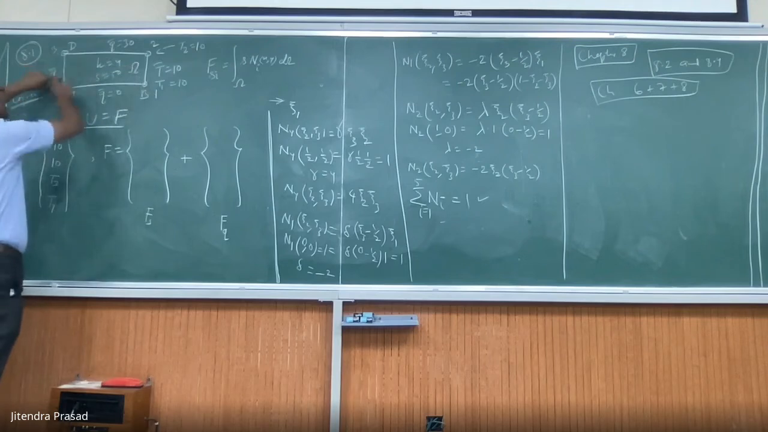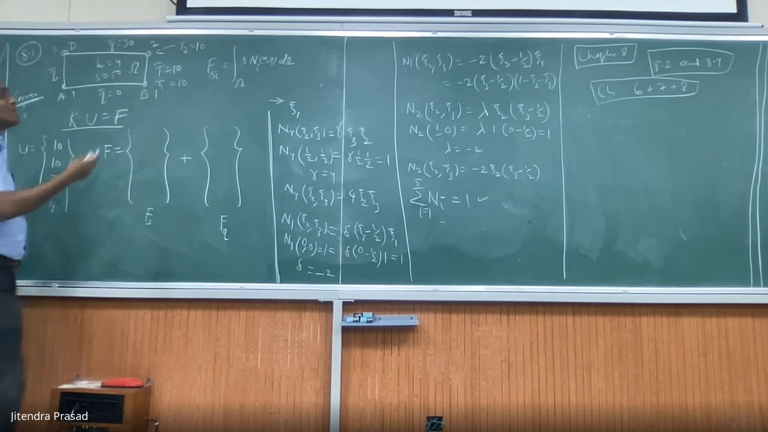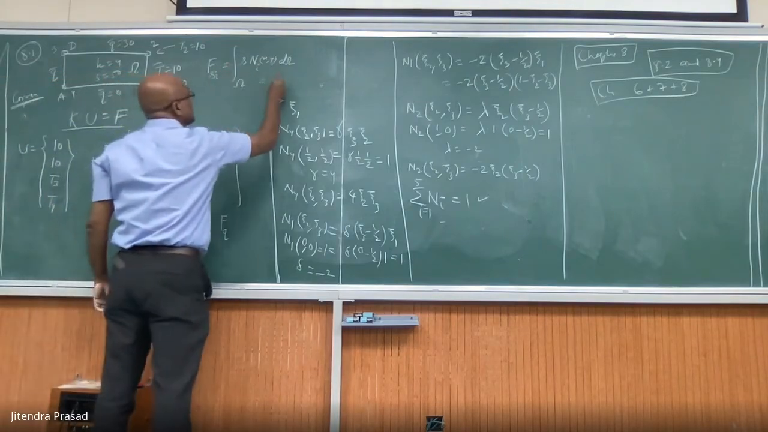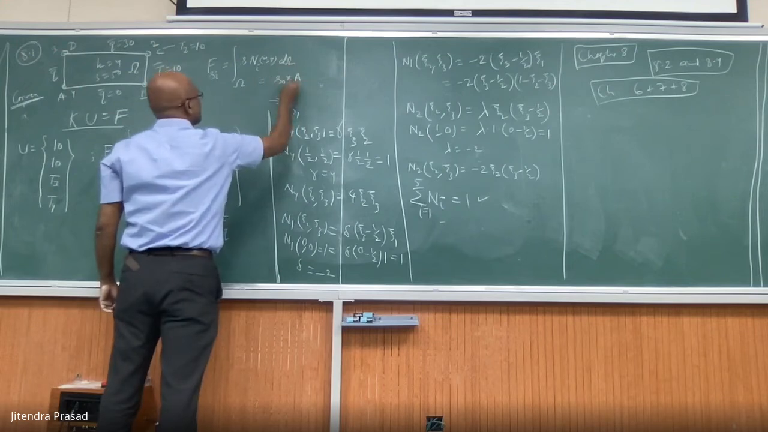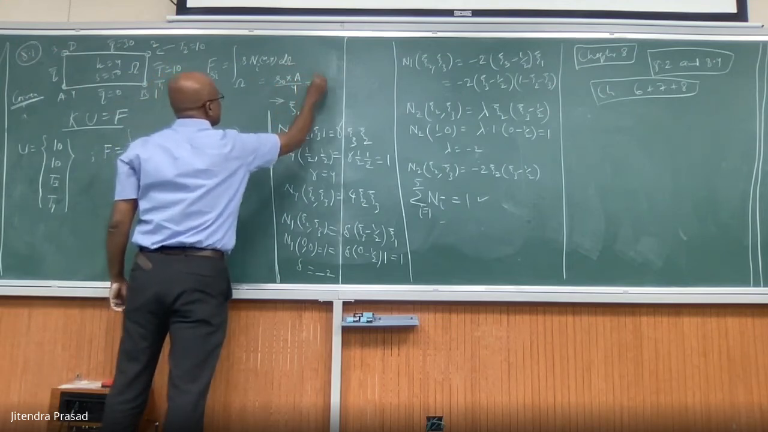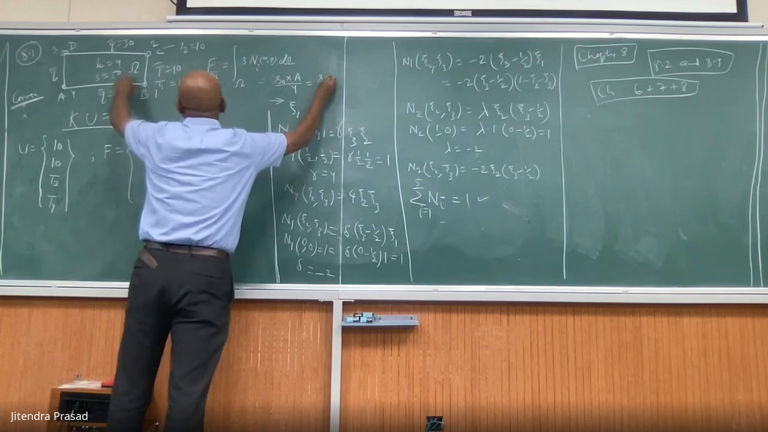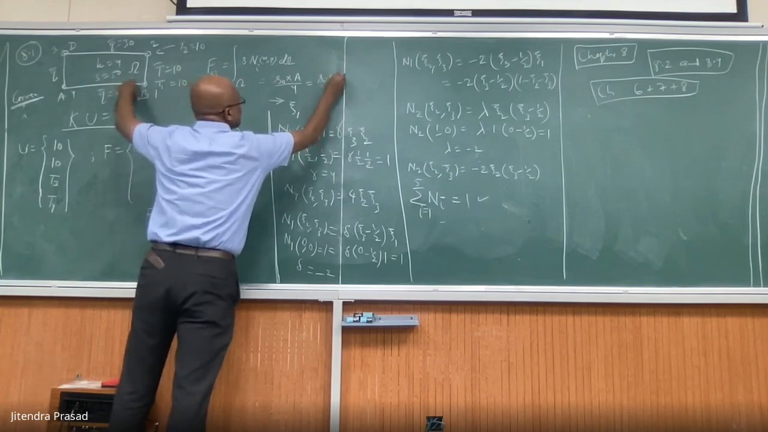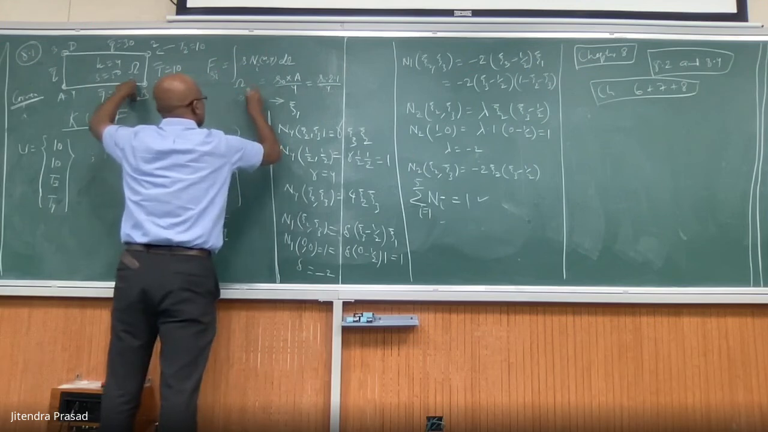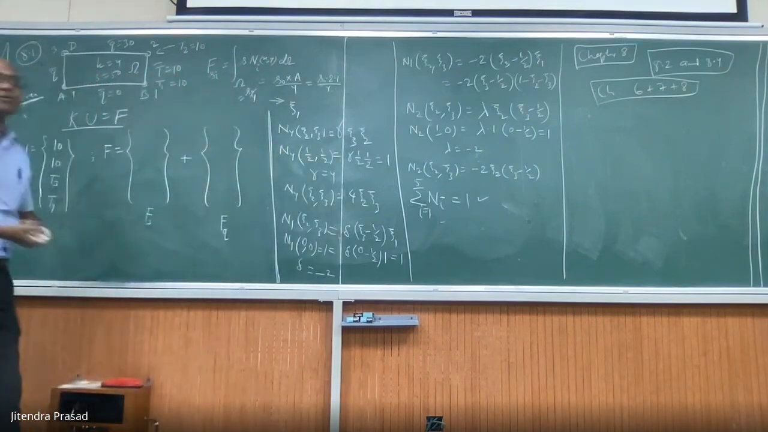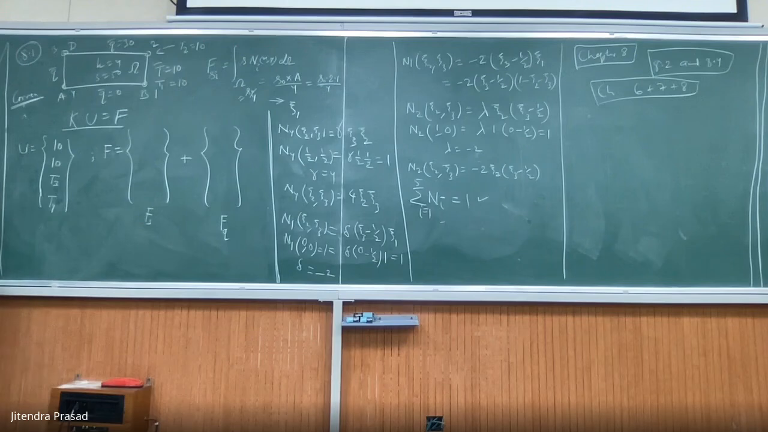In this case, since it's a purely rectangular element, it will simply be S naught multiplied by the area, divided by 4. You have 2 times 1 divided by 4, so S naught over 2, at all the nodes.